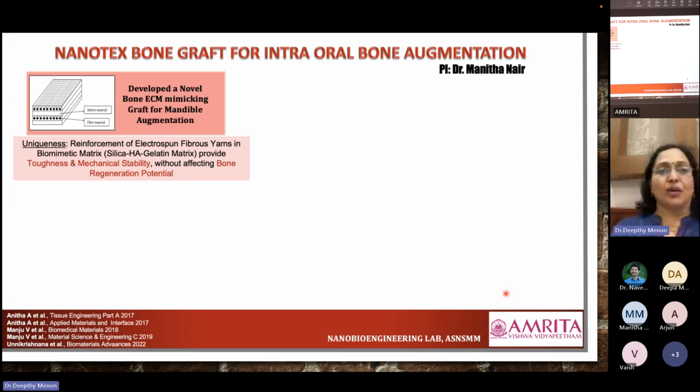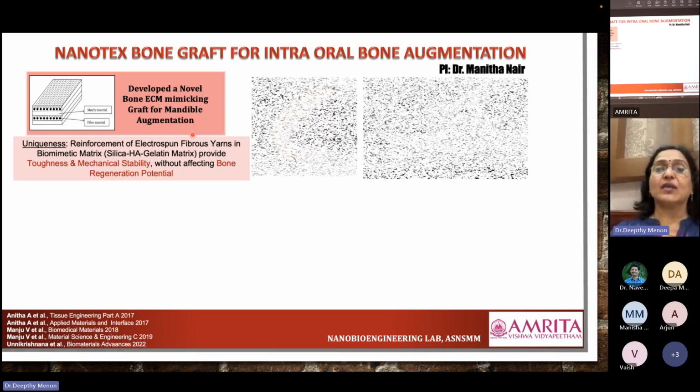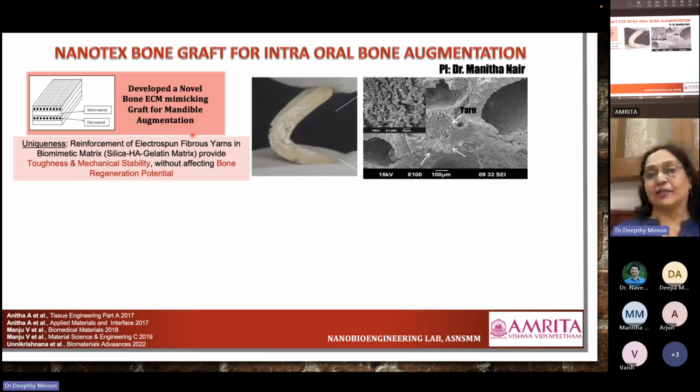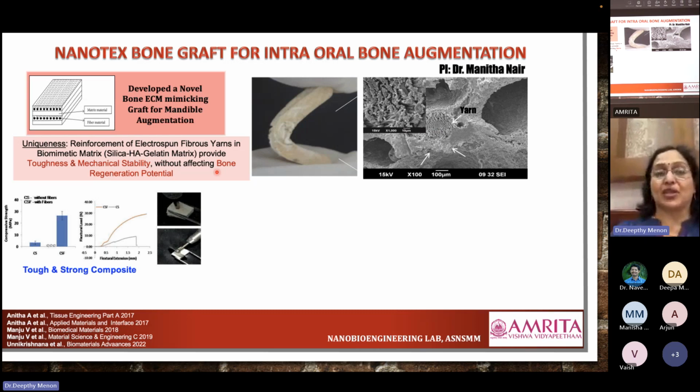Why I am talking about it is because we developed this material together, a bone mimicking material as a graft, totally synthetic material, which was based on silica, hydroxyapatite, and gelatin. And in that, we reinforce that material with these yarns. You can see the yarns. And that conferred a very high toughness, mechanical stability, and bone regeneration potential.